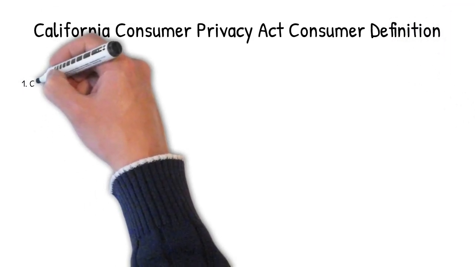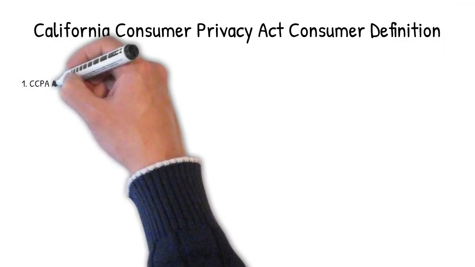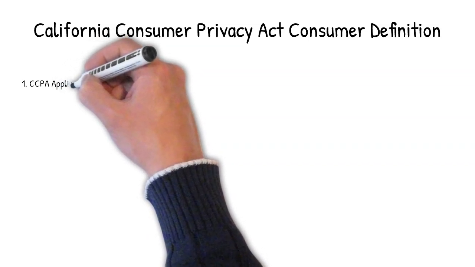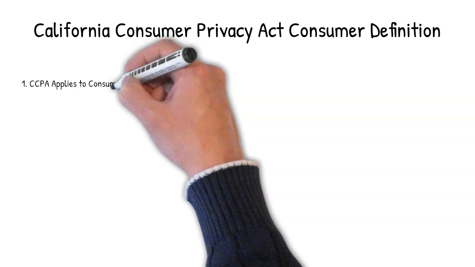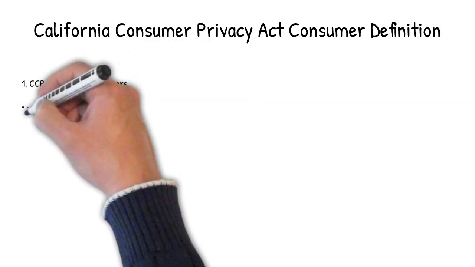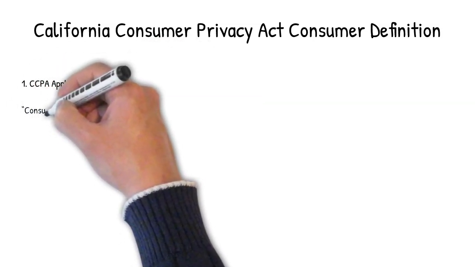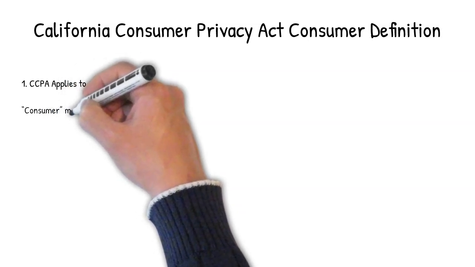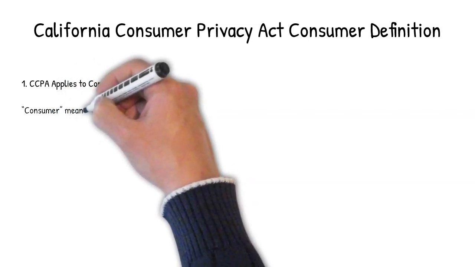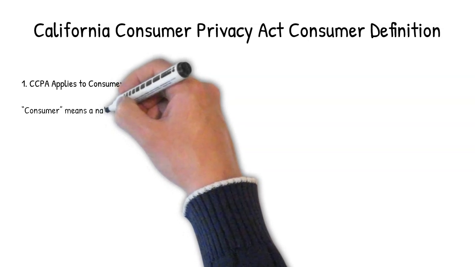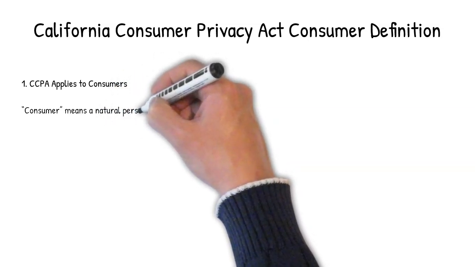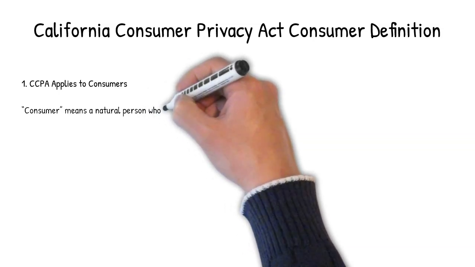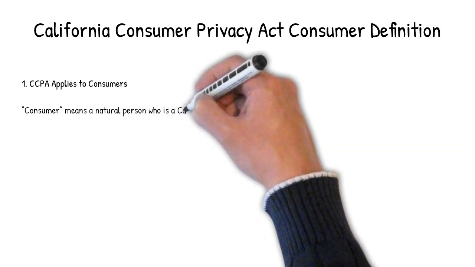So today we're taking a look at the California Consumer Privacy Act consumer definition. The California Consumer Privacy Act is a new privacy law in California, obviously, going into effect January 1st, 2020. It's also known as the CCPA. When we have a new privacy law of this sort, it's important to understand who it applies to. Most people assume every law applies to everybody, and that's just not the case, particularly when we're talking about state laws. So in this case, CCPA applies to consumers.